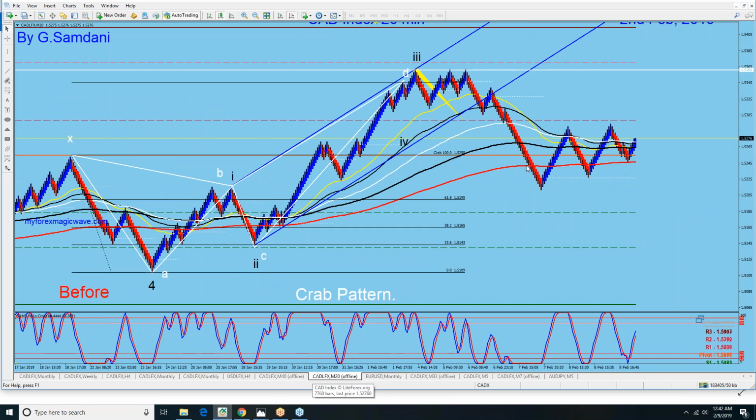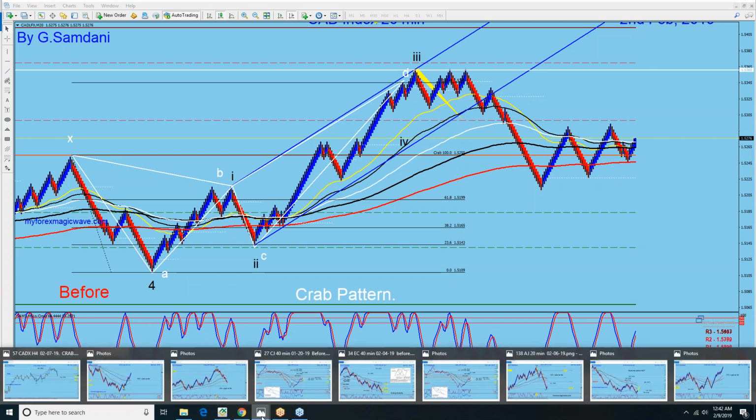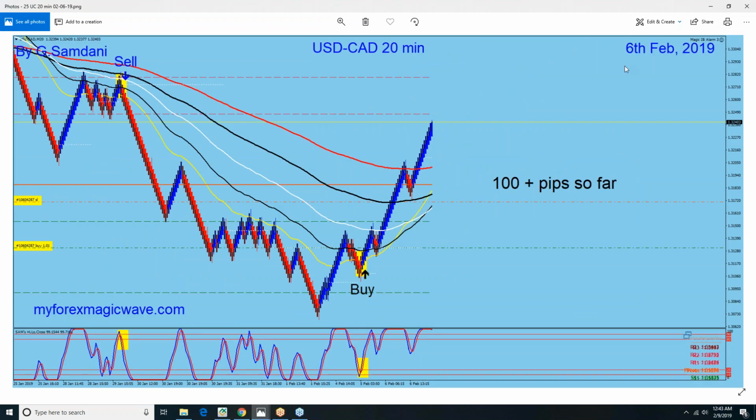So what happened from there? It started wobbly, and then started dropping. This is February 6th. So what happened? When it started dropping, I was watching because I was expecting that. And I was expecting that Euro CAD and USD CAD will go up. On the 6th, this thing bounced. So I said, okay, let it bounce.